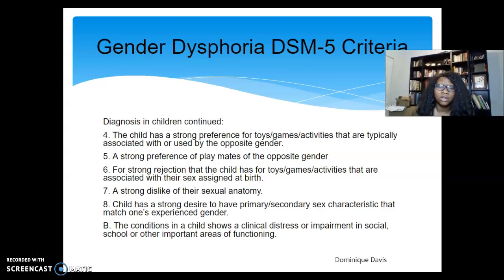The condition also has to show that the child has a strong clinical distress or impairment in social, school, or any other setting due to this discomfort and discrepancy about how they feel about their gender.